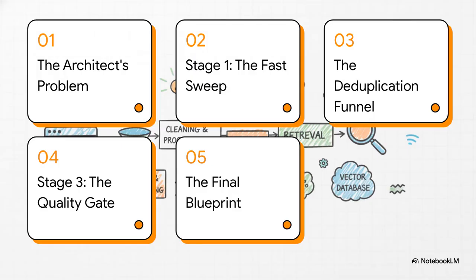So here's our game plan. First, we'll nail down the core problem every single architect runs into. Then, we'll build our pipeline stage by stage. We'll start with a fast sweep for some quick wins, then move to a duplication funnel to crush all that redundancy, and we'll finish up with a quality gate as our final line of defense. And at the end, we'll zoom out and see the whole blueprint in action.